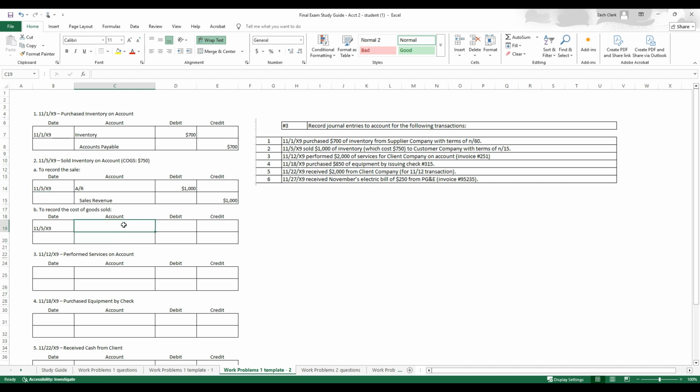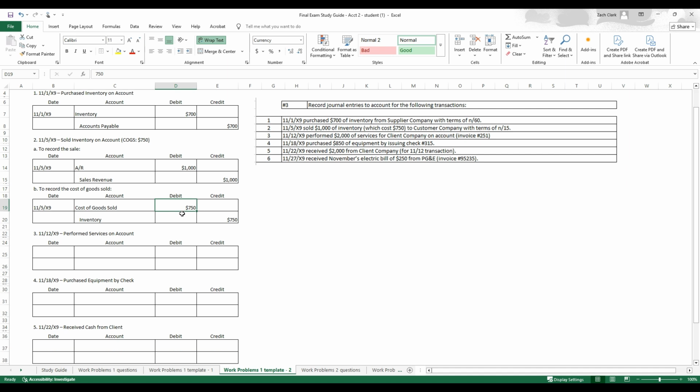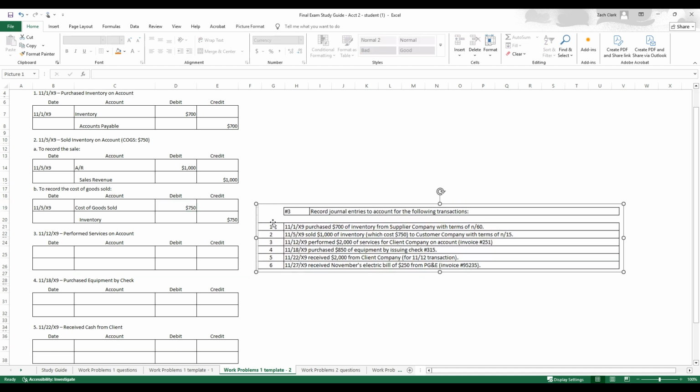Okay. Now to record the cost of goods sold piece, we want to reduce our inventory and record the expense for getting rid of the inventories because it's now gone. So that's where we get cost of goods sold. And it's $750 for both of these ones. And this is inventory going down. An asset goes down. So that's a credit. And then an expense goes up with a debit. Excuse me. Okay. So we're good there.